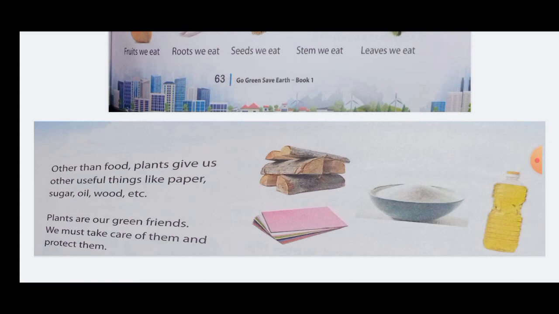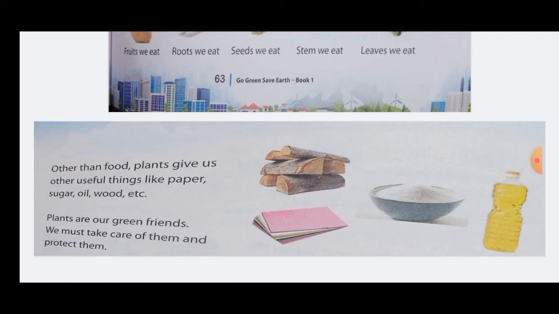Plants give us rubber, gum and paper. Rubber is used for making tires, tubes and erasers. Gum is used to stick pictures and many other things. Paper. We get paper from plants like bamboo and pine.